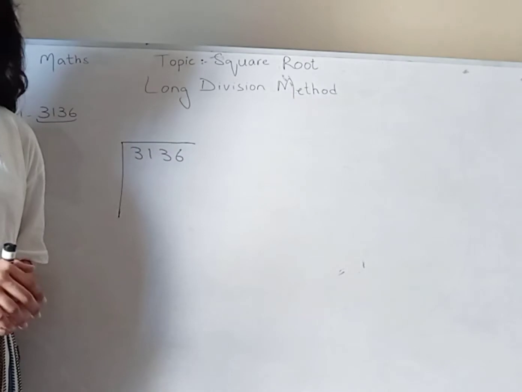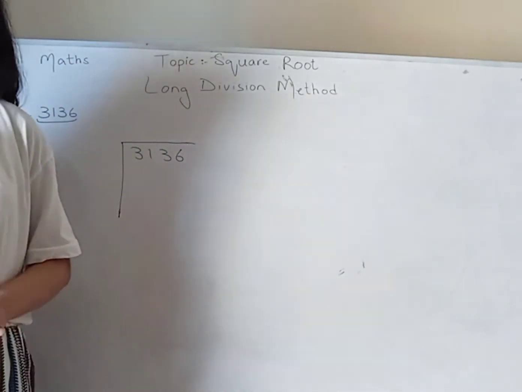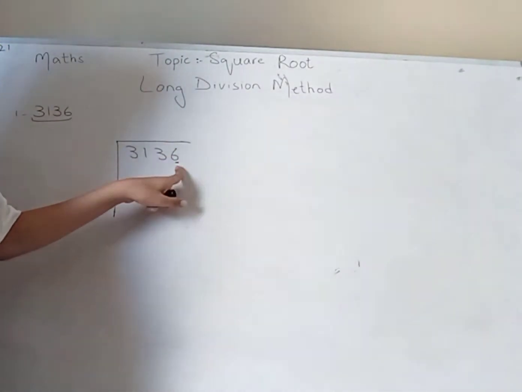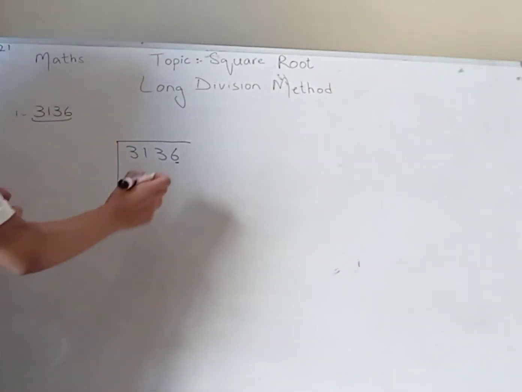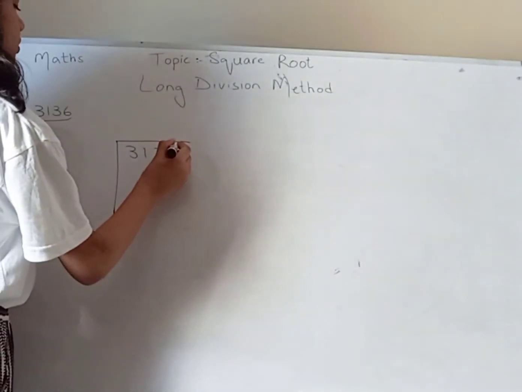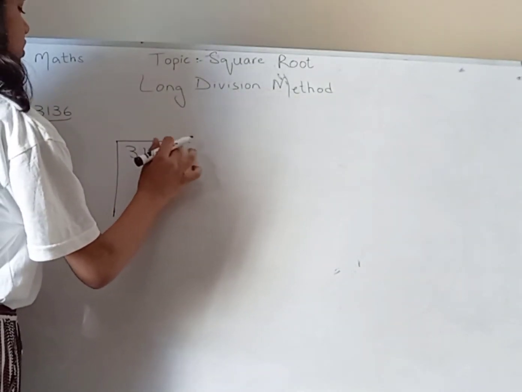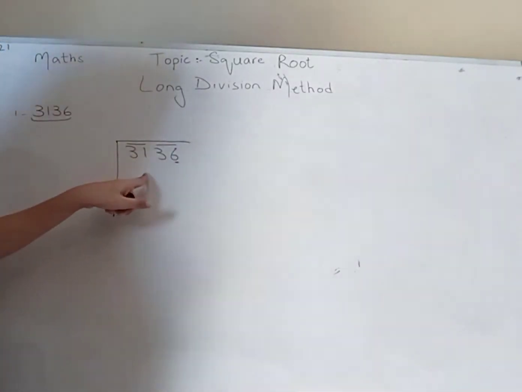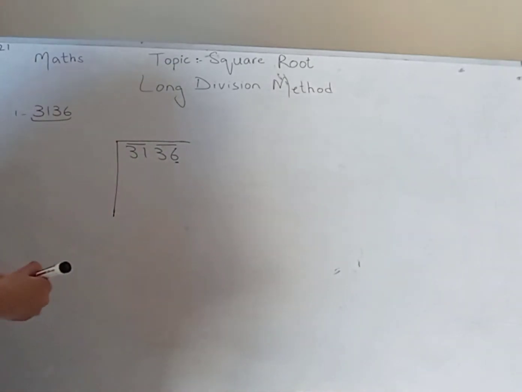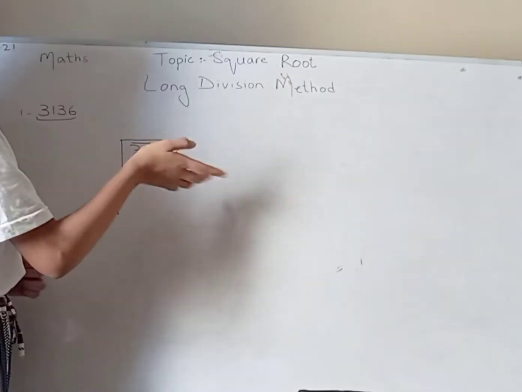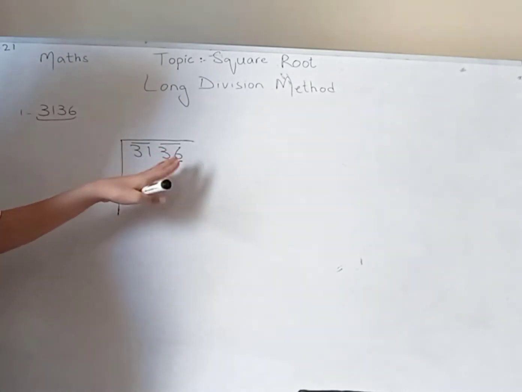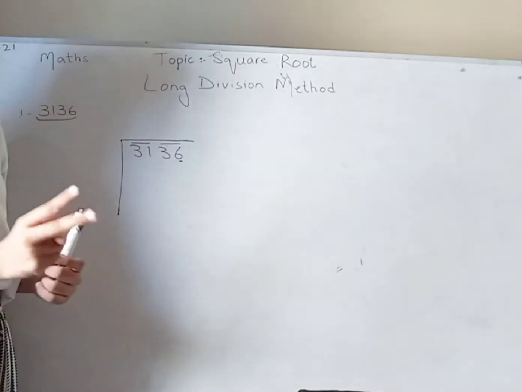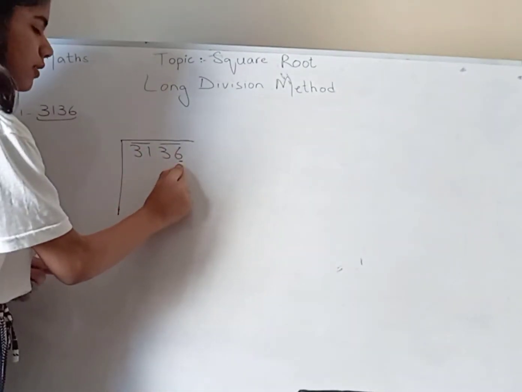Another step in the square root long division method is to make pairs. We have to make pairs, and from here we will start making our pairs till the end. This is our first pair, this is our second pair. We are done with two steps. First of all, we have to make a structure like this and write a number inside it. And the second rule is to make pairs from this side.